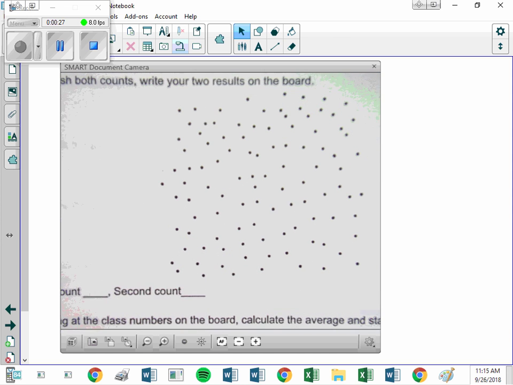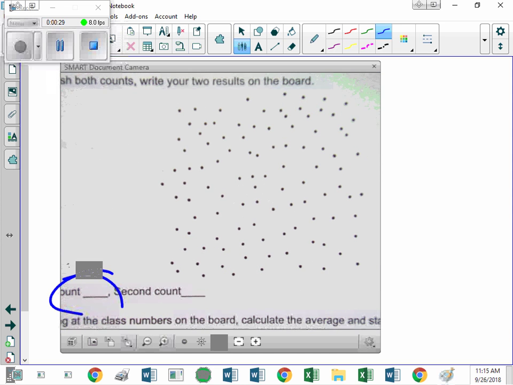Then you will put your first count right here, and then you recount and put your second count here. Then come up and put your numbers on the board, and then we'll enter them into our calculator. So I'll pause the video, and then you can make your counts and then come up and write them on the board.